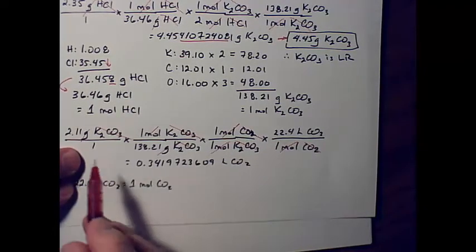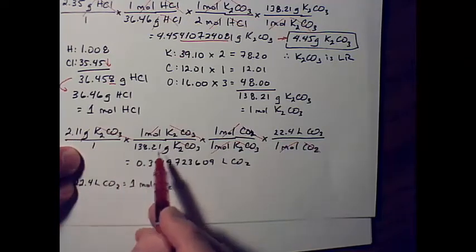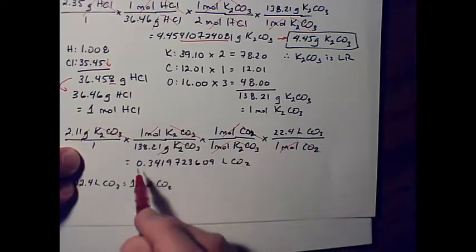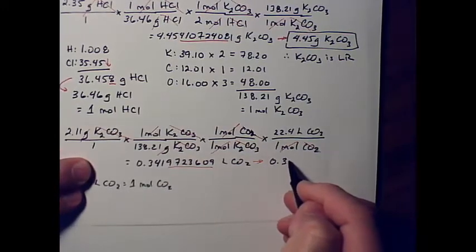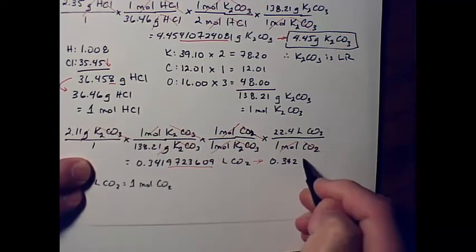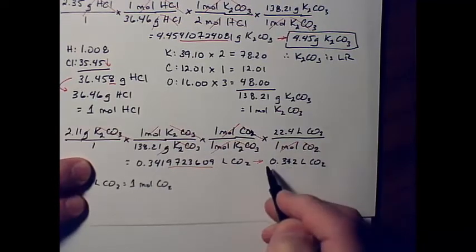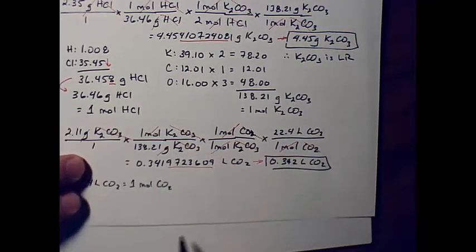Underline all but the significant digits. Got 3 significant digits here, 5 here, 3 here. So we want 3 significant digits in our answer. 0.342 liters of CO2. And so that's our theoretical yield.